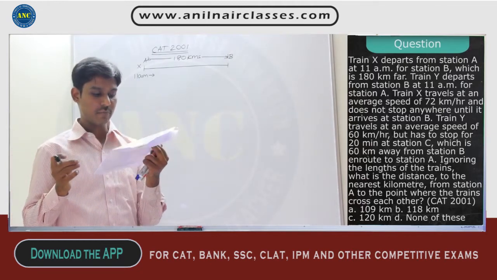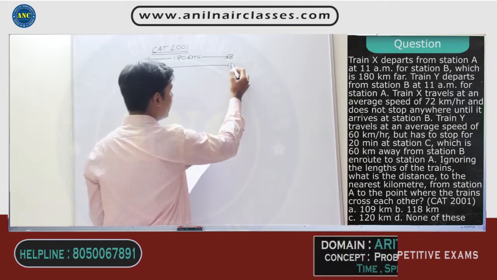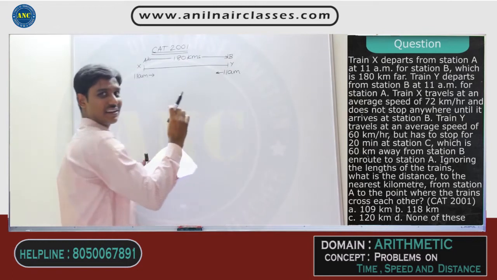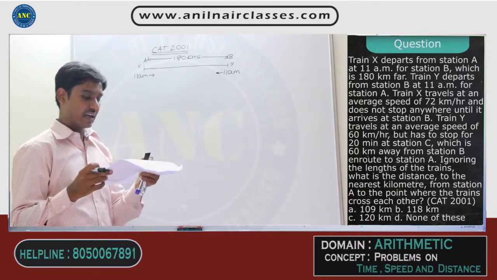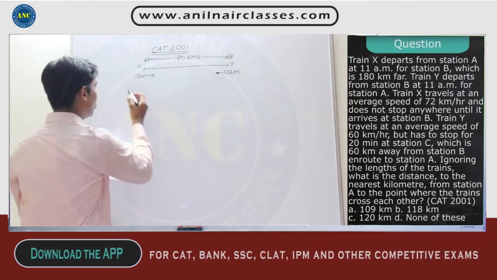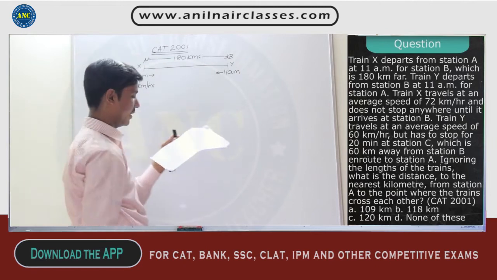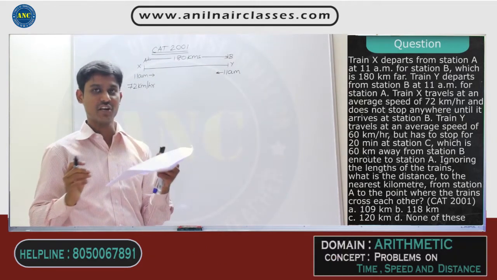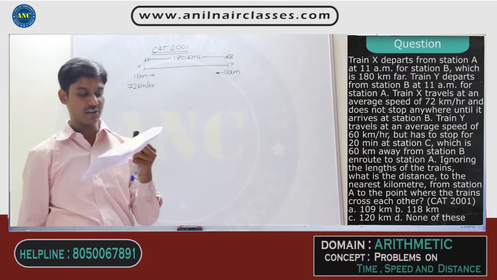Next, second statement. Train Y departs from station B at 11 am for station A. Train Y also departs at 11 am. That means they both are starting at same time, right? Now, please read the next statement. Train X travels at an average speed of 72 kilometers per hour, and does not stop anywhere until it arrives at station B. It keeps on continuously traveling till station B, right?